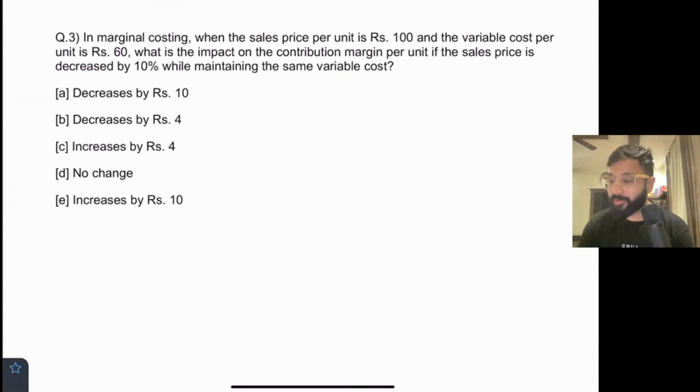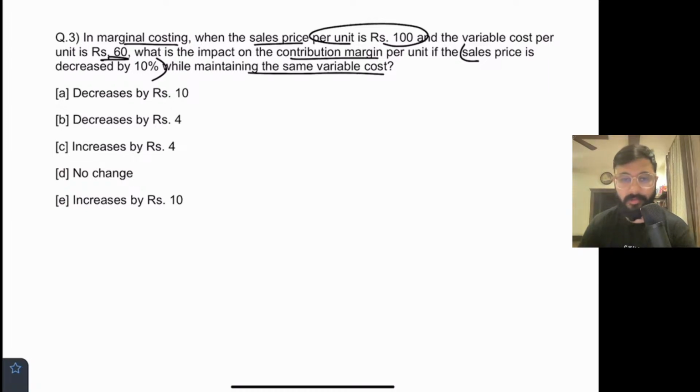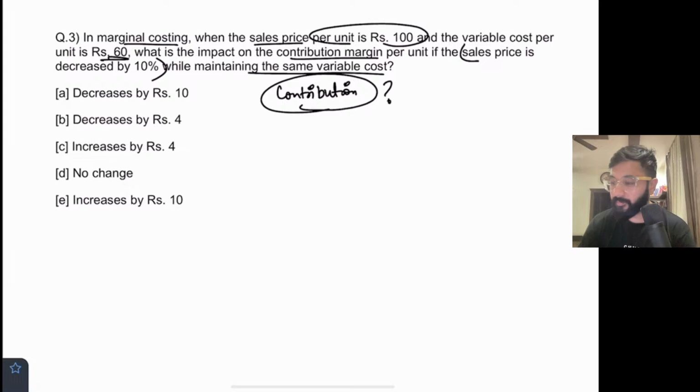In marginal costing, when the sale price per unit is 100 and the variable cost is 60, what is the impact on the contribution margin per unit if the sales price decreases by 10% while the variable cost remains the same? तो exactly contribution पे जो impact होगा वो क्या होगा? That is the question here. Question number 3. You don't even have to calculate anything. It's a very logical question.